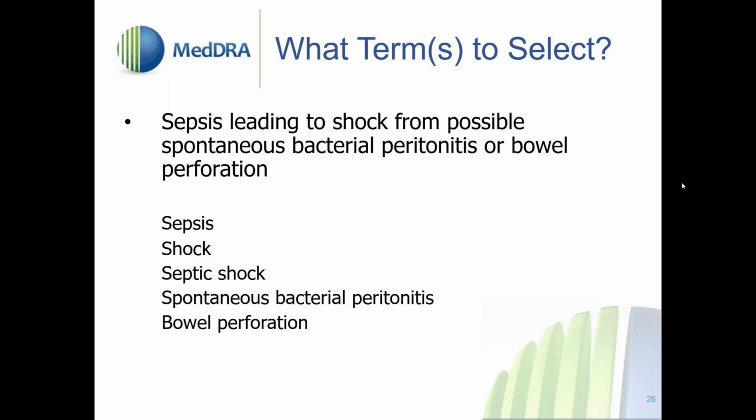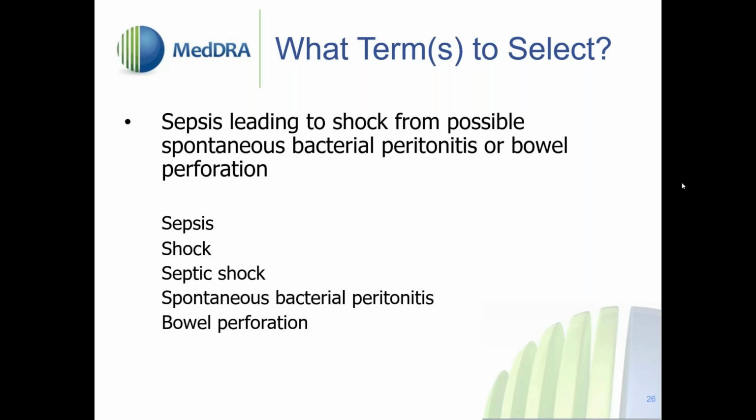In this particular example, it's saying that there was a sepsis leading to shock from possible spontaneous bacterial peritonitis or bowel perforation. So what you have here in this report are two provisional diagnoses. There was a possibility that the patient had spontaneous bacterial peritonitis or that they had bowel perforation. And the resultant complication of that was a sepsis leading to shock.